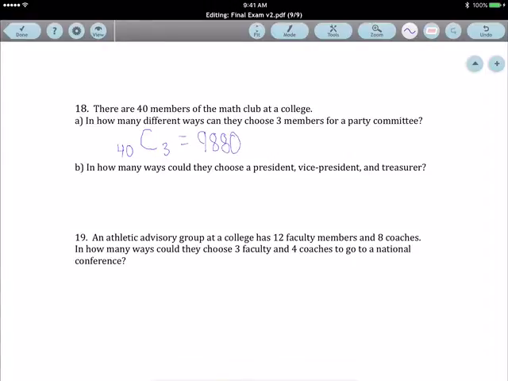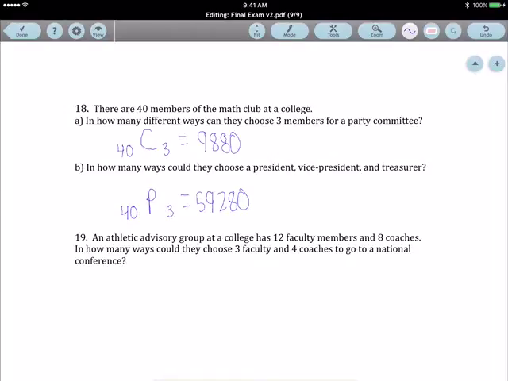The next one says, in how many different ways could they choose a president, vice president, and treasurer? You've still got 40 people. You're still choosing 3 of them. Does order make a difference this time? Yeah, because having Bart president and Kate vice president is different than having Kate president and Bart vice president. So this is a permutation problem. So we have 40P3, and we get 59,280. Like that.